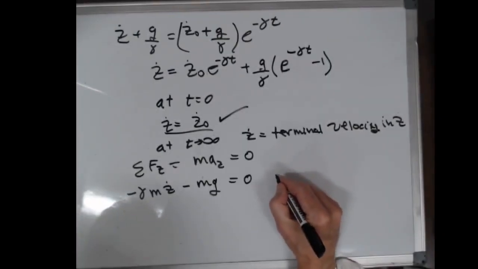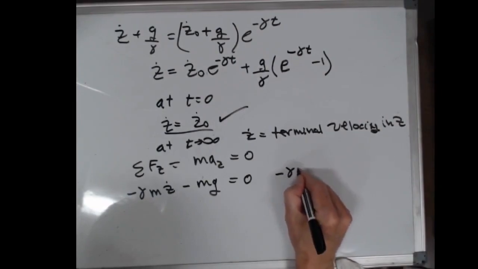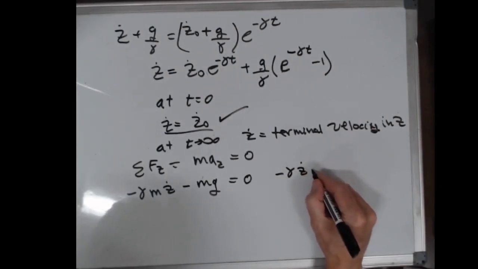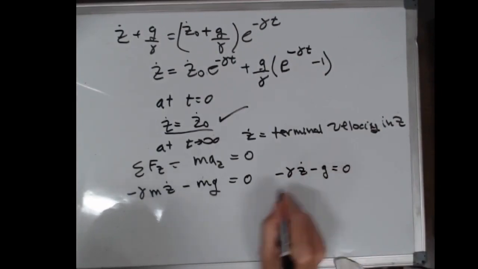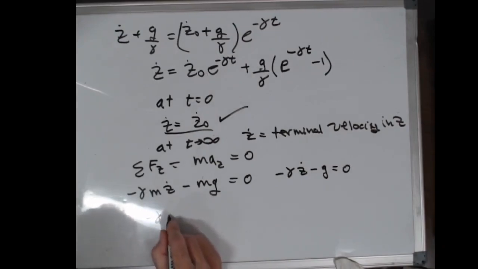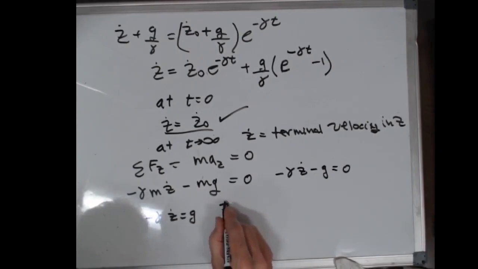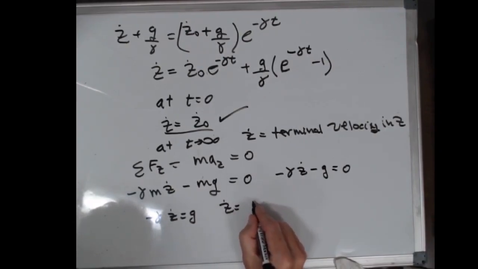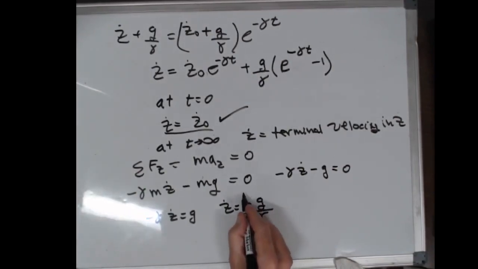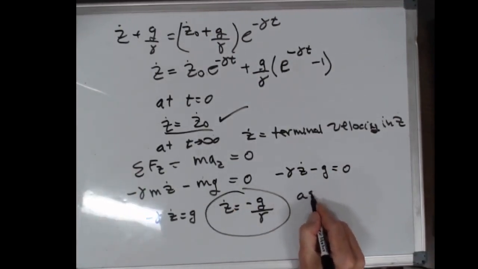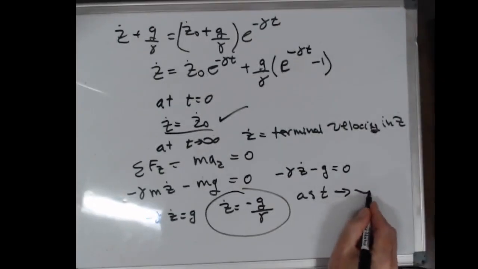This just gives me minus gamma z dot, I can cancel the m's, minus g equals 0. This gives me minus gamma z dot is equal to g, or z dot is equal to minus g over gamma, right, as t approaches infinity.